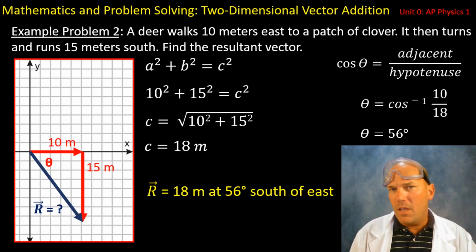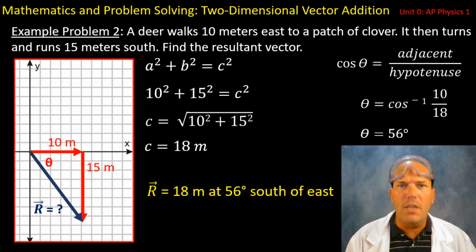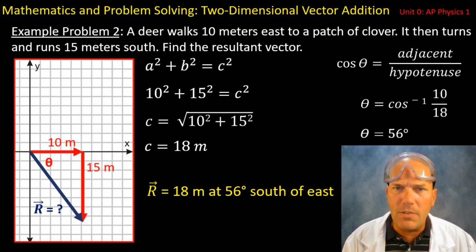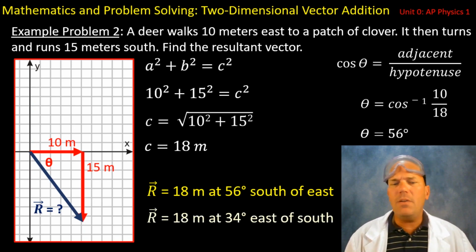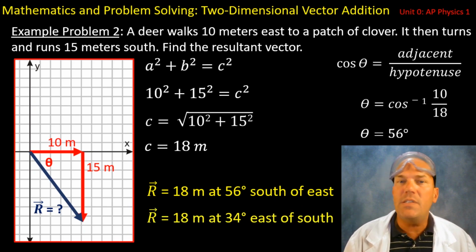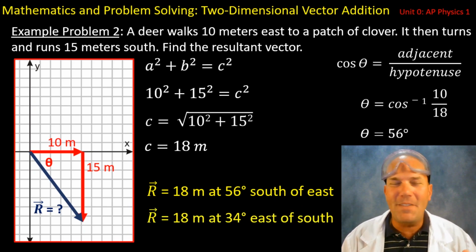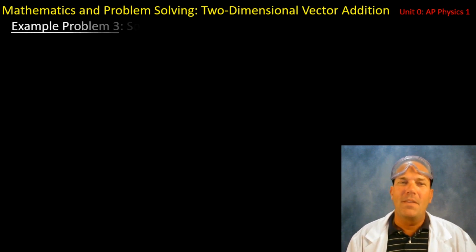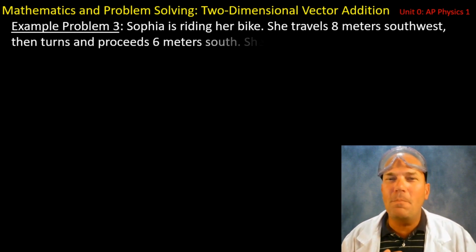South of east. What else could I say? How else could I describe the direction of this resultant vector? Well, you could also say 18 meters at 34 degrees east of south, and either one of those would be perfectly acceptable. In our last problem here, Sophia is riding her bike.